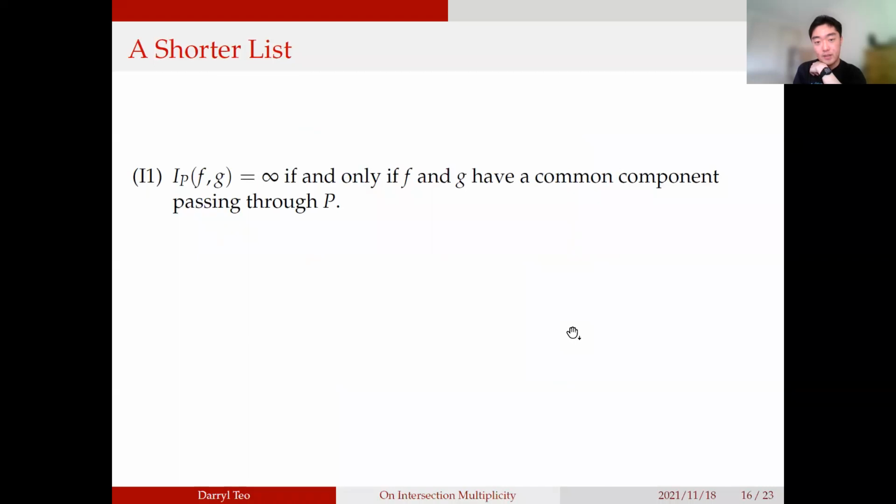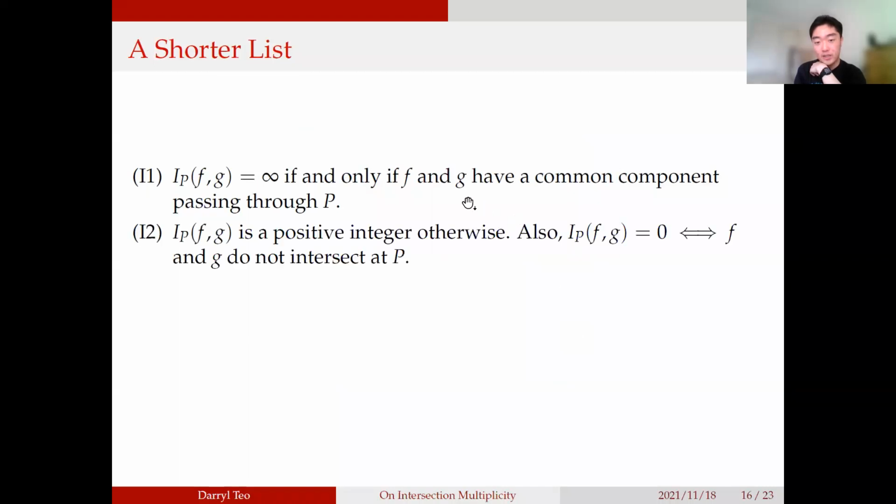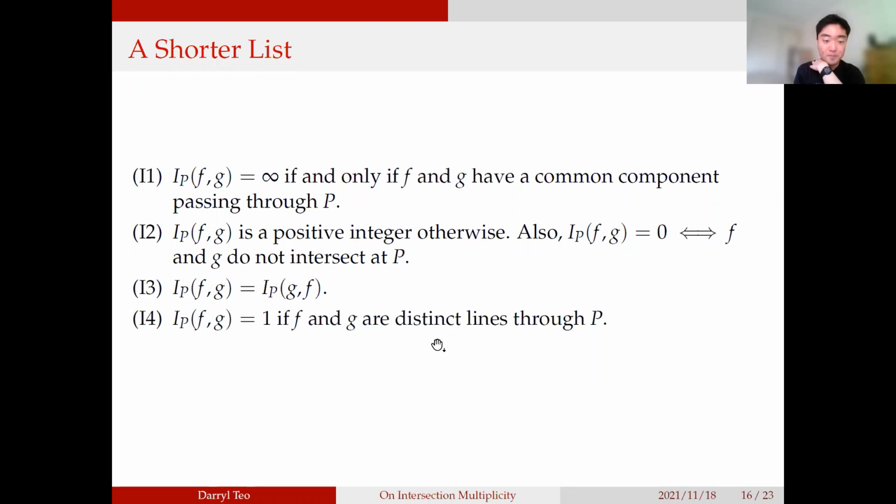The second property is sort of the follow-up to the first: I_P(F,G) should be a positive integer otherwise, because we are counting multiplicity, so it should be an integer. Also, I_P(F,G) is equal to 0 if and only if F and G do not intersect at P, because you can't talk about multiplicities if they don't intersect at all. The third property is symmetry, which is obvious. No real need to explain why that should hold.